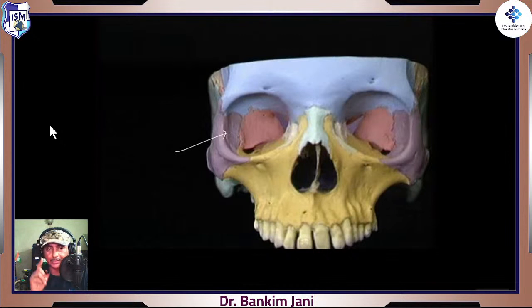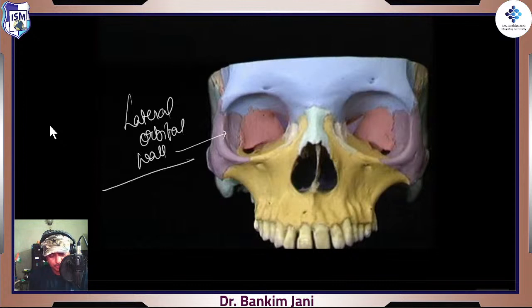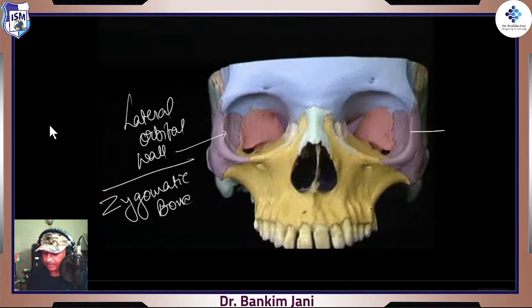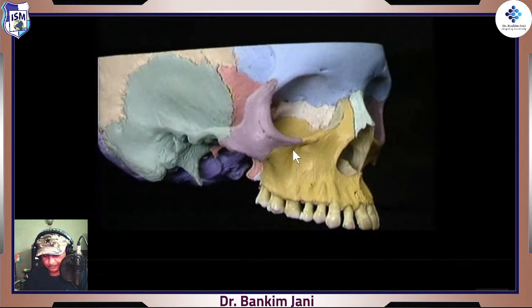If I say that the lateral orbital wall, right? Lateral orbital wall, that is by zygomatic, correct? Zygomatic bone. Very good. Here it is, right? Here it is. So lateral wall is by zygomatic. Done. So that's the zygomatic arch.